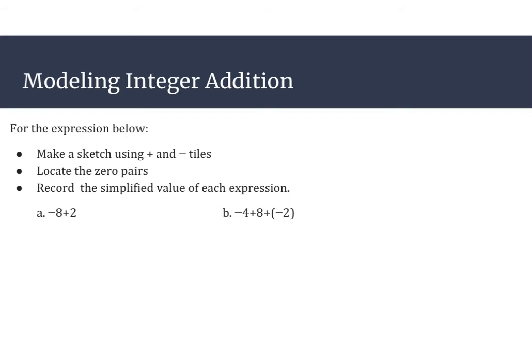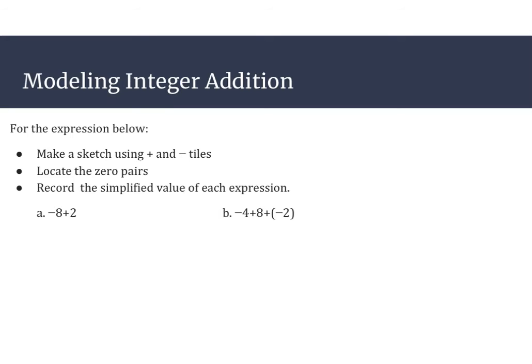So I'm going to ask you to do a little bit of modeling on your own. You're going to see something that looks like this. It's going to say for the expression below, make a sketch using plus and negative tiles. Since we're not in person, you don't have these tiles. It might be helpful for you to just rip up some pieces of paper to use. Or I use coins sometimes, and you can use pennies for positive, dimes for negatives, or something along those lines. But whatever helps you at home. You're going to locate the 0 pairs, and you're going to record the simplified value for each expression.